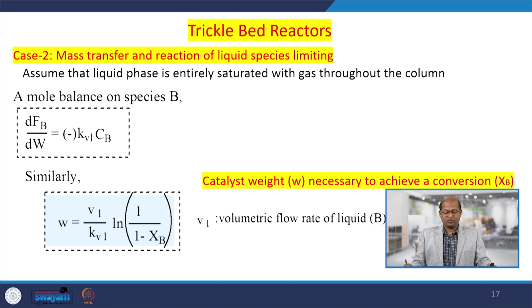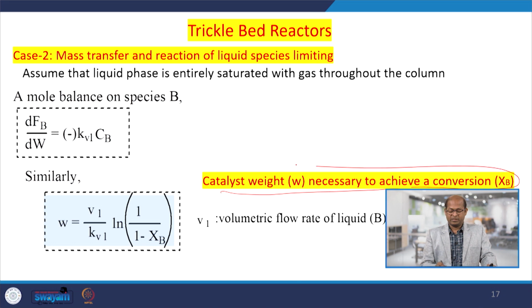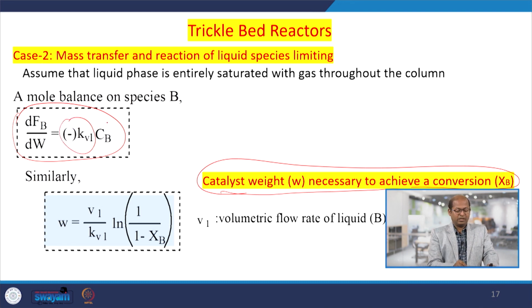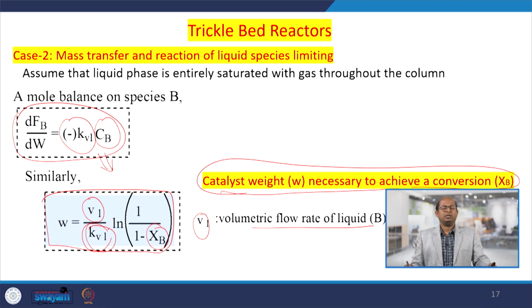Similarly, for component B also, the weight of the catalyst required to achieve a particular conversion of component B is needed. This is the design equation or mole balance equation for component B, here minus KVL into Cb, the concentration of B. If we integrate these equations as we did for component A, we get W equals VL by KVL ln 1 by 1 minus xb. VL is the volumetric flow rate of the liquid and KVL is the overall mass transfer coefficient for the liquid component.